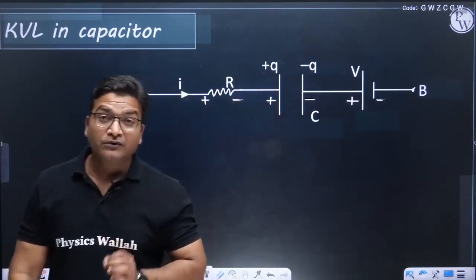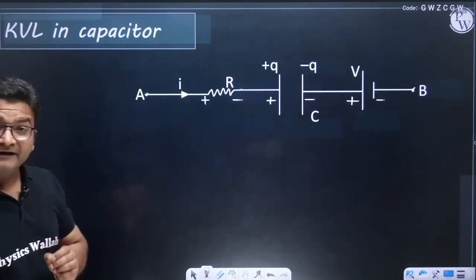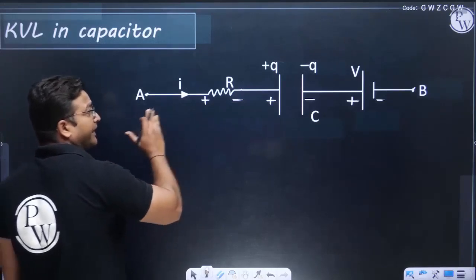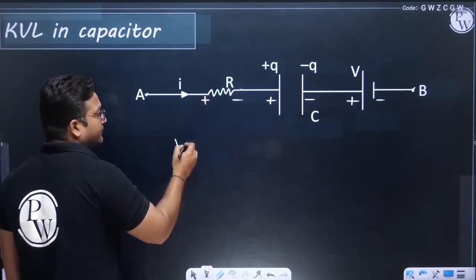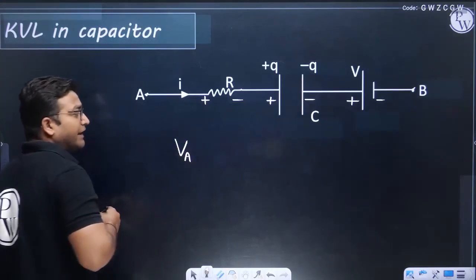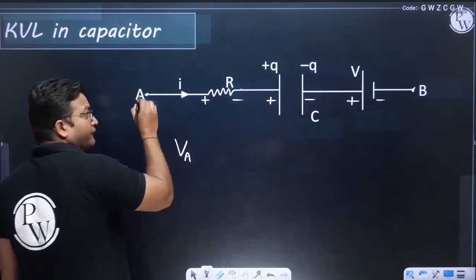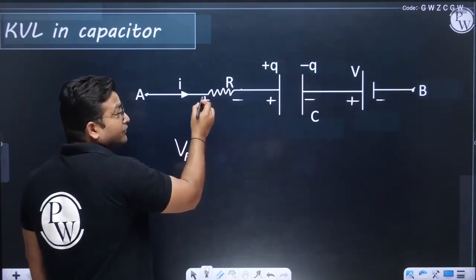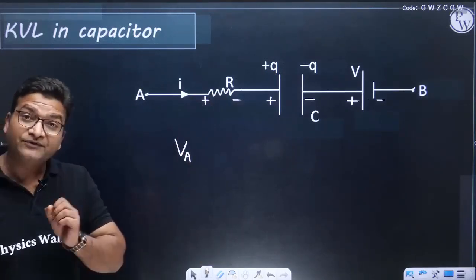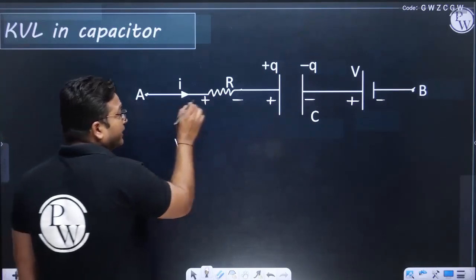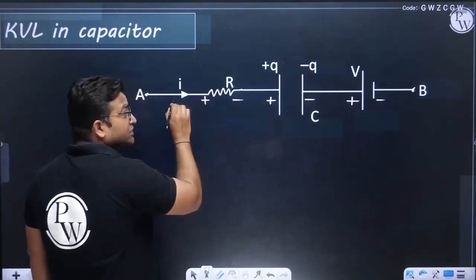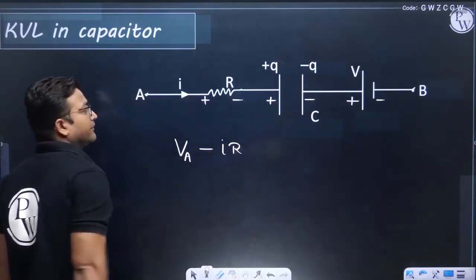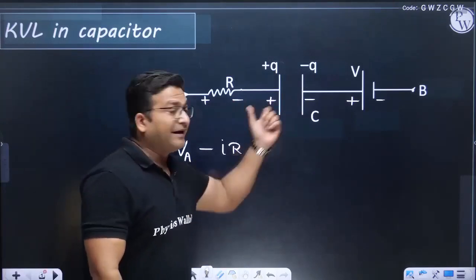Now, if you want to write KVL in circuits involving capacitors, I'll write KVL from A to B. So I'll start with VA, that is potential at A, and then I am moving from A to B. First I found a resistance, and in resistance you know the drop of potential is I times R, and as we are moving towards right and potential is decreasing, I'll write minus I times R. Okay, then I have a capacitor.